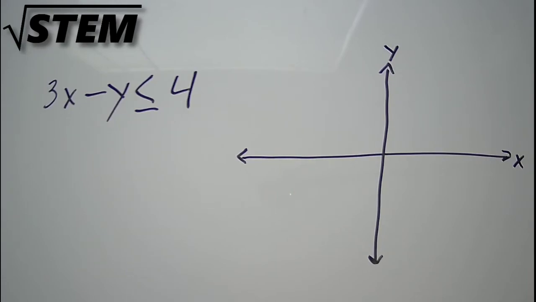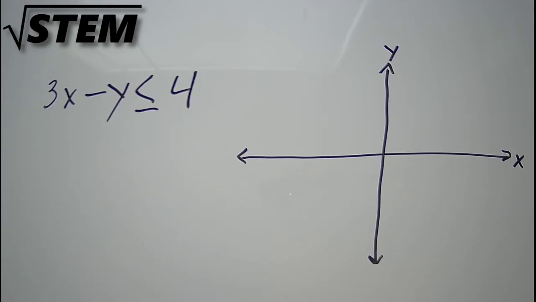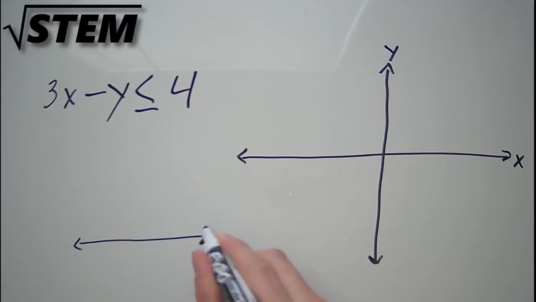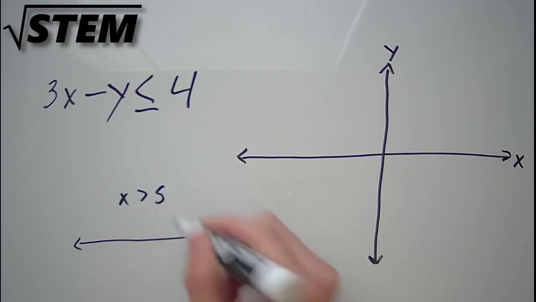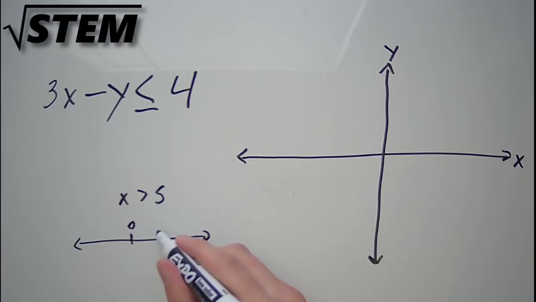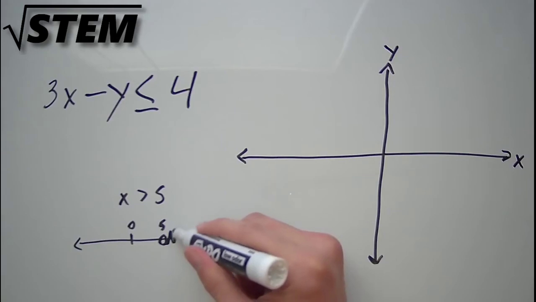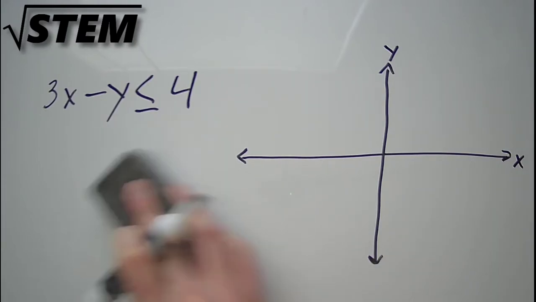Sometimes in your math classes you might be asked to graph an inequality that looks like this, with two variables instead of one. These work a little differently than our standard one variable inequalities, like maybe x is greater than 5. You would find 0 on your number line, find 5, show that it's not included, and shade in everything above 5. But here we have two variables, so how do we make that work?